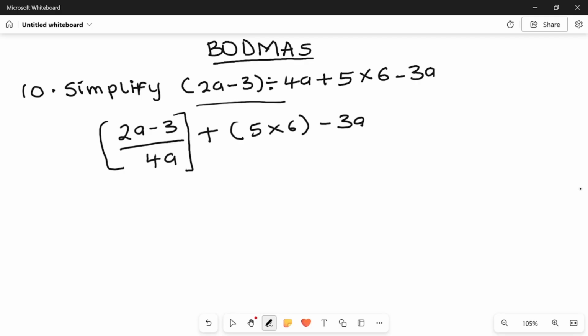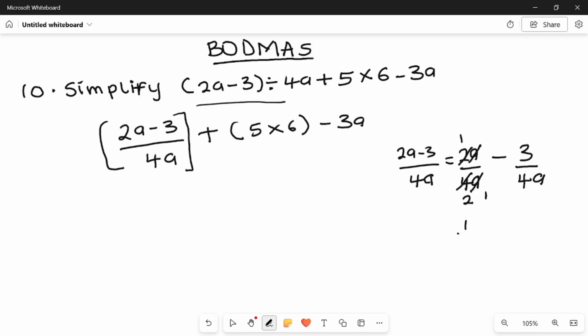So 2a minus 3 over 4a is the same thing as 2a over 4a minus 3 over 4a. If you check this out, a will cancel a here to get 1, then 2 enter here to get 1, 2 enter into here to get 2. So we'll be left with 1 over 2 minus 3 over 4a. 3 over 4a. So let's write it down.